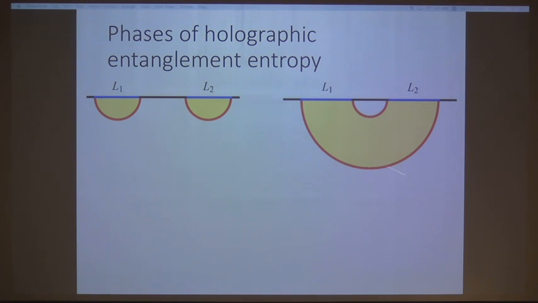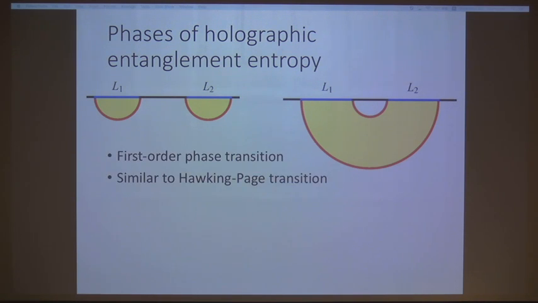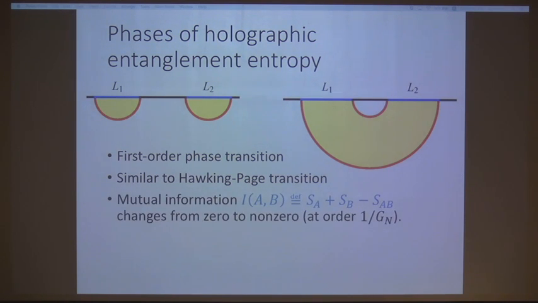This is an easy example illustrating how the minimal surface can transition from a disconnected phase to a connected phase as you change the size of the two intervals. It's a first order phase transition similar to Hawking-Page. And you can think of the mutual information as the order parameter. The mutual information is defined in this way. It is zero in the first phase and non-zero in the second phase. At large N, which is to leading order in 1 over G, this mutual information changes from zero to non-zero.